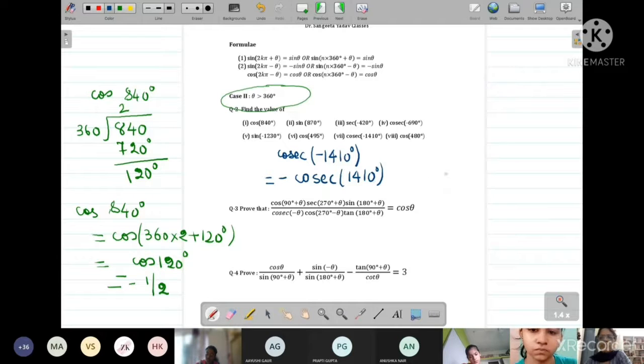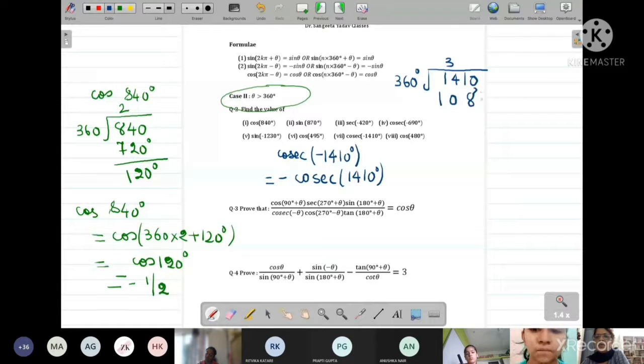Now 1410 is more than 360, so we divide 1410 by 360. How many times will it go? 3 times or 4 times? Yes, ma'am, 3 times. What is 3 into 360? 1080. Subtract, and what do you get? 330.